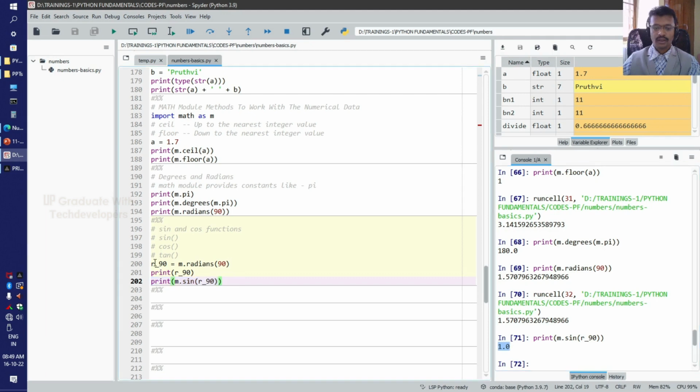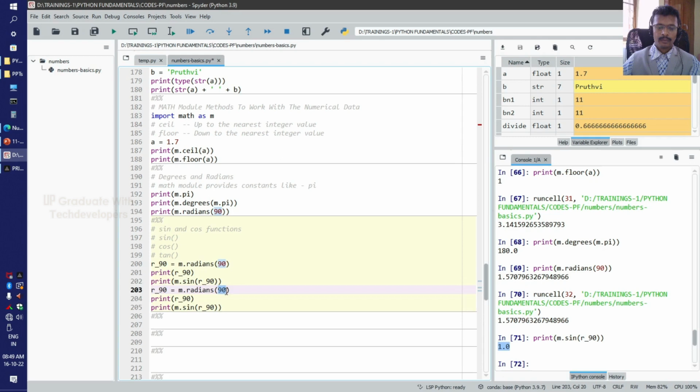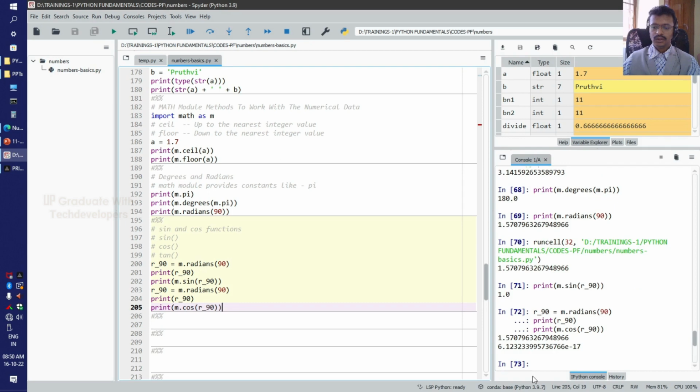Similarly, we can create the cos value, for example here, cos 90. Let us see what happens. Cos 90 is nothing but 0. Look at here, 6.123 e to the power of minus 17, a very small value, that is 0.